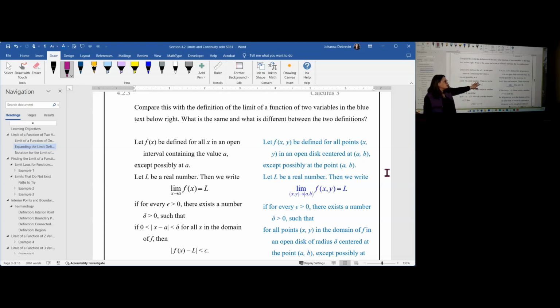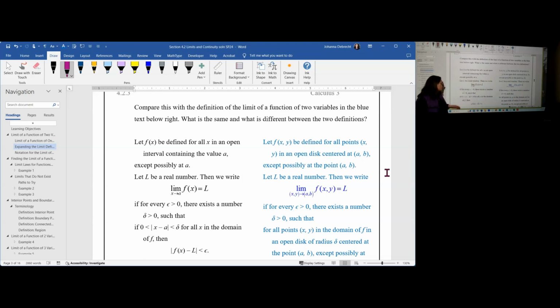Let L be a real number. That's the same on both. Then we write the limit as x approaches A of a function of one variable equals L. For the two variable case, we let L be a real number. That's the same. Then we write the limit as the ordered pair xy gets close to the ordered pair AB of the function of two variables x and y equals L.